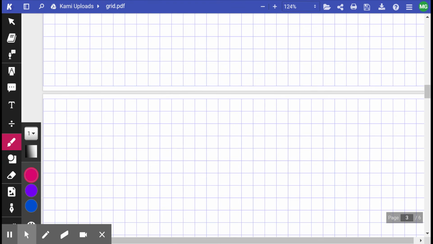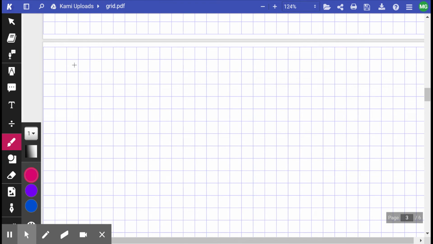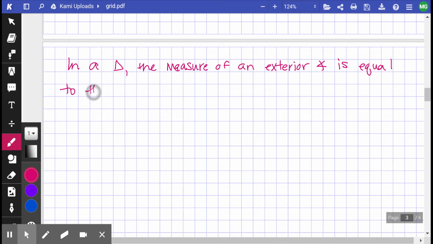Next up, we're going to talk about the exterior angle theorem. So in a triangle, the measure of an exterior angle is equal to the sum of the remote interior angles. What does that mean?